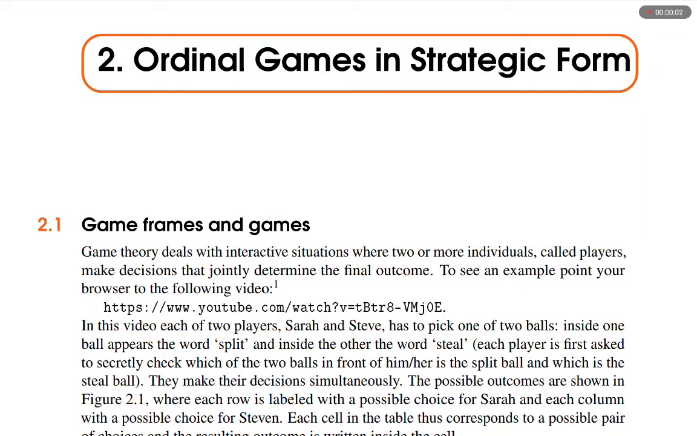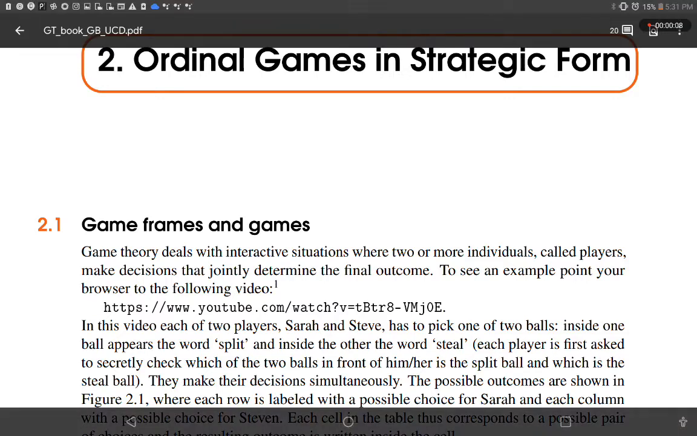Game theory, games in strategic form, chapter 2, 2.1. Game frames and games. Game theory deals with interactive situations where two or more individuals called players make decisions that jointly determine the final outcome.